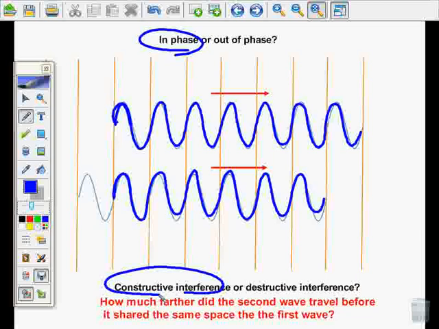One full wavelength. So the extra distance there is one full wavelength. This distance right here. Extra distance is one wavelength. Bravo. You guys with me so far? Okay.